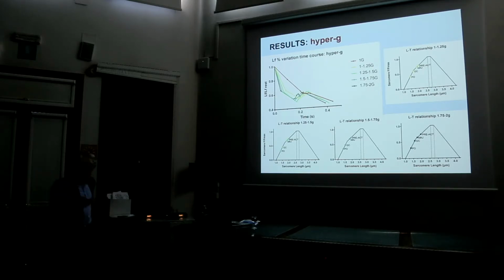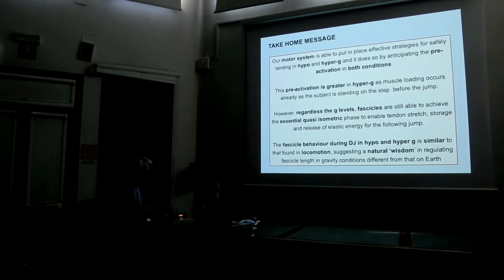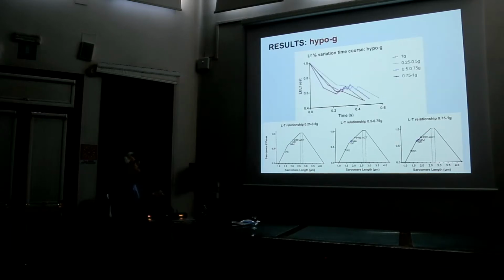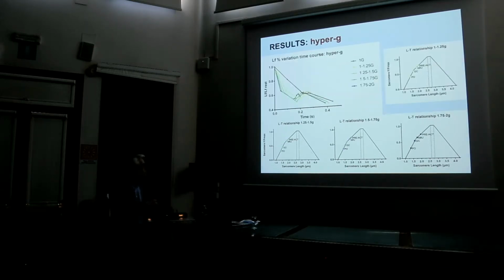But interestingly, both in hypo-G and in hyper-G, as in 1G, fascicles shorten to 40% of their initial length. Okay, and then when we consider the length-force relationship, here the effect is even greater.